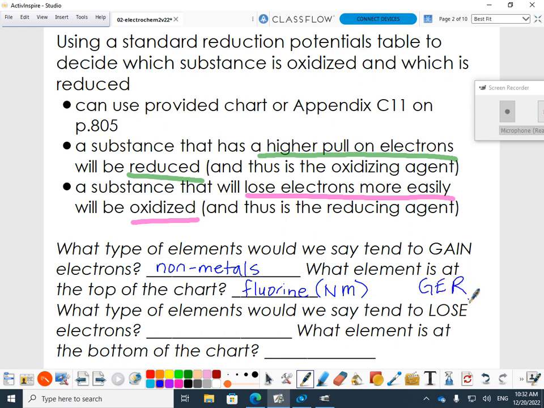Okay, so what type of elements would we say lose electrons then? Good. So that would be maybe grade 9, but for sure grade 10. In grade 11, with the trends, we talked about the alkali metals, how reactive they are because they only have to lose one electron. But even if you forget that, at the very bottom is lithium, which is an alkali metal, super reactive.